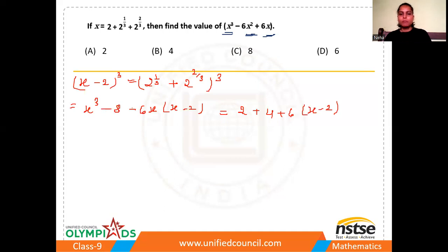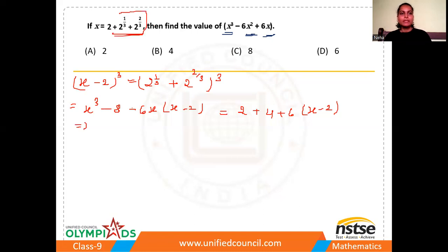a cube plus b cube plus 3ab into a minus b. Correct. All right. So just a second. Now we have the simple calculations only, right? So a plus b whole cube is a cube plus b cube plus 3ab into a minus b, right? Which is nothing but equals to x minus 2, right?